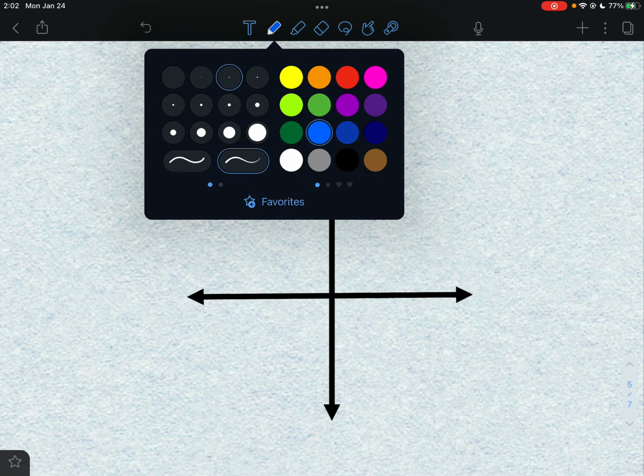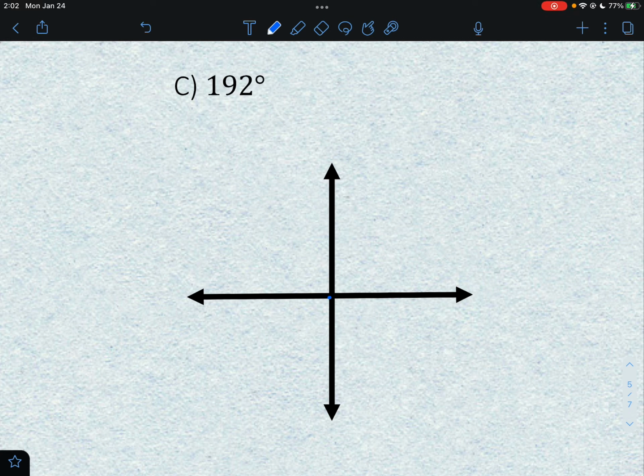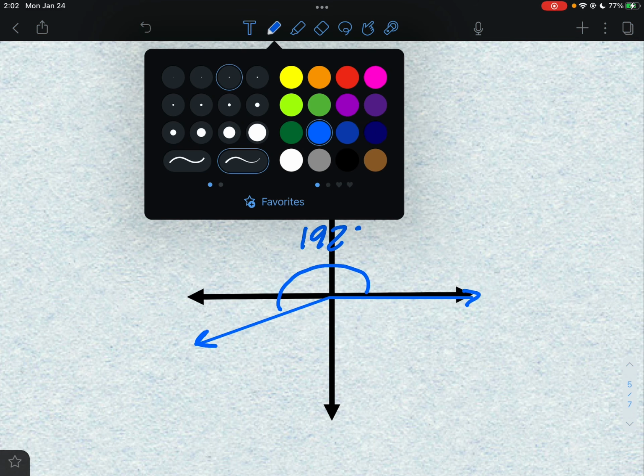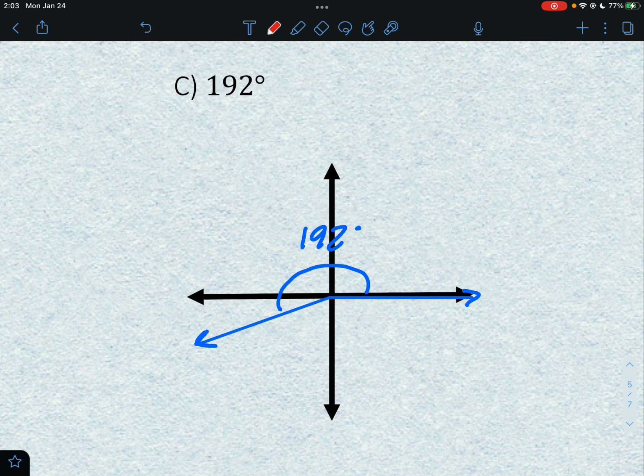Question C, 192. It's a little bit bigger than 180. So here's my initial ray. And my terminal ray will be right here. And this angle here is 192. So our reference angle is this angle right in here. So we're going to do 192 minus 180, and our reference angle is 12 degrees.